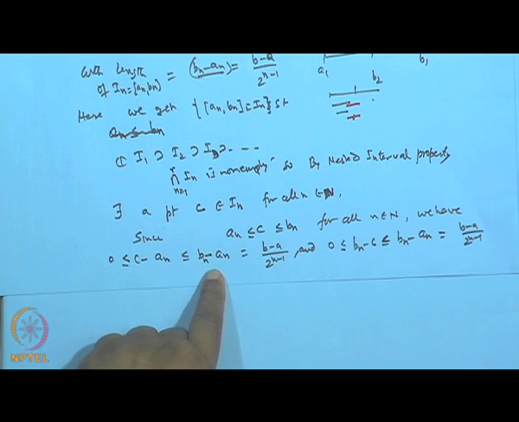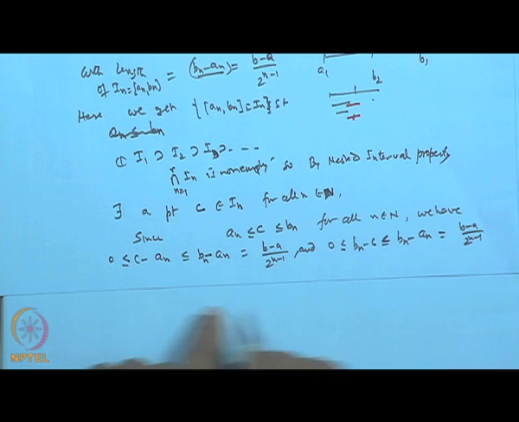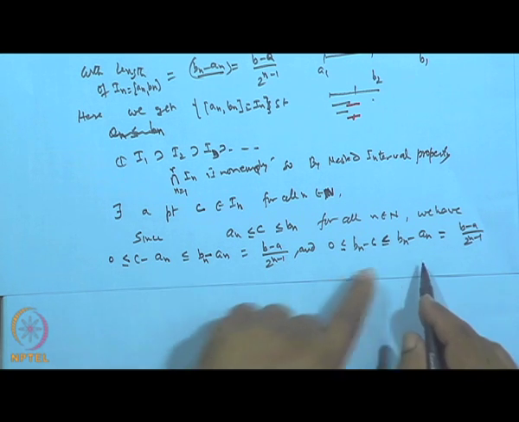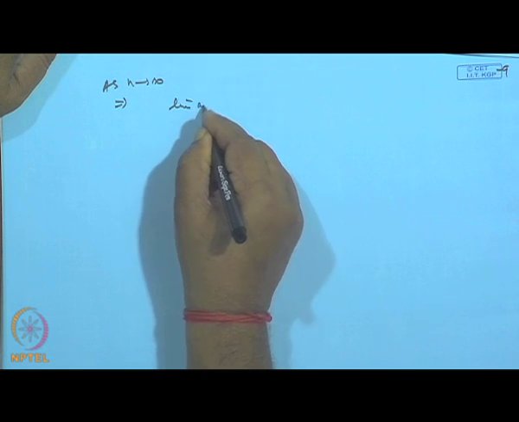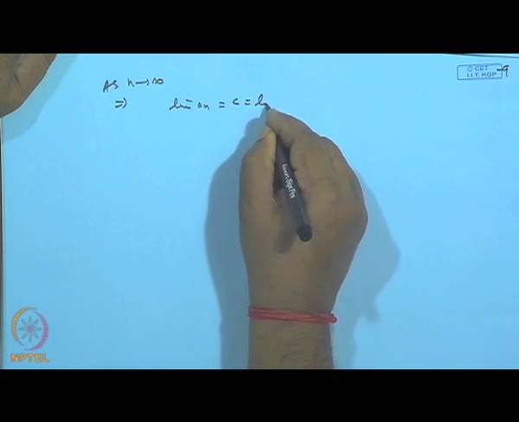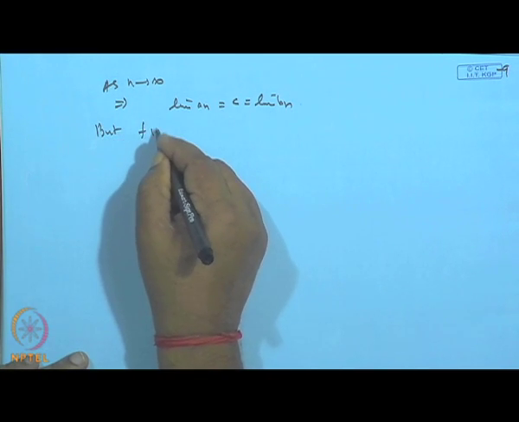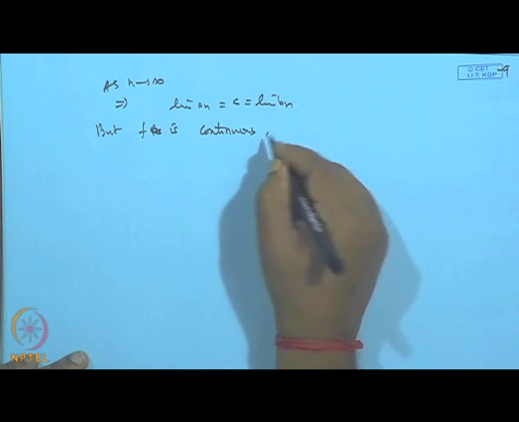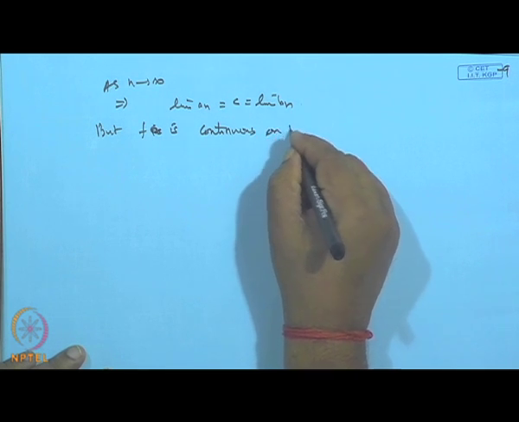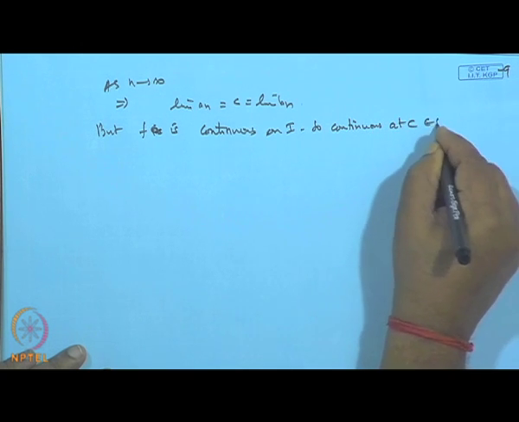So, when n tends to infinity, this is tending to 0, this is tending to 0. So, limit of a_n is C, limit of b_n is C. So, this implies that as n tends to infinity, limit of a_n is C, which is the same as the limit of b_n. But f is given to be continuous, continuous on I, so continuous at C also, which is in I.